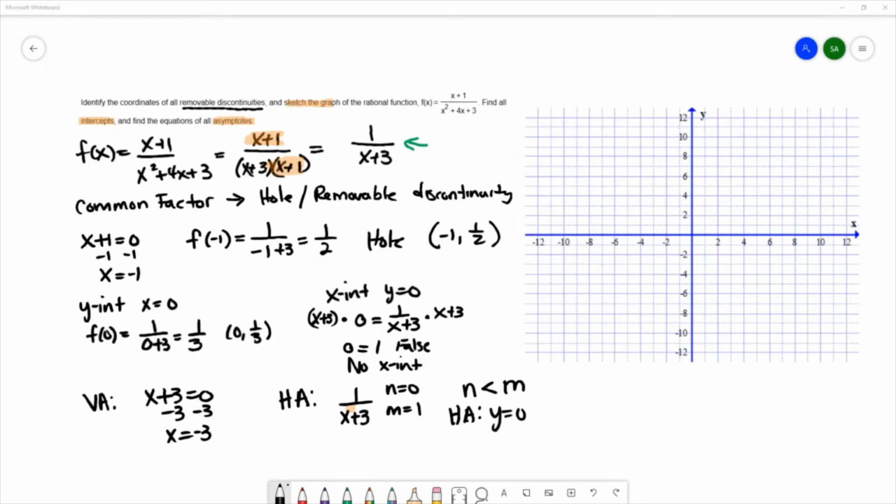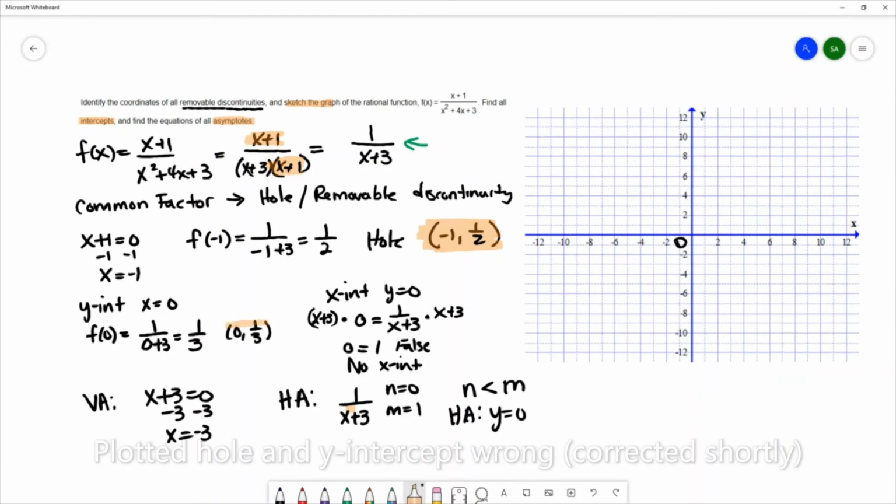So now I want to use the information that I've gathered to sketch a graph of this rational function. What we found is that we have a hole, or removable discontinuity, at the point (-1, 1/2). And (-1, 1/2) would be about right here. I'm going to draw it with an open circle. We have a y-intercept at (0, -3). I'm sorry, that's (0, 1/3). So that would be about right here.